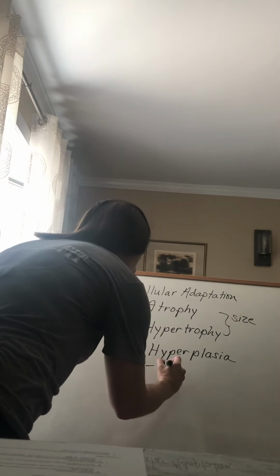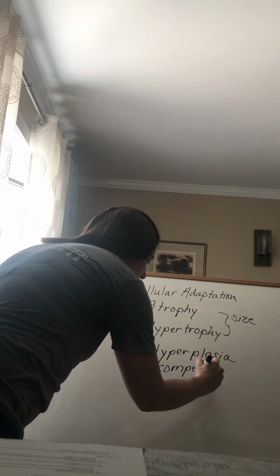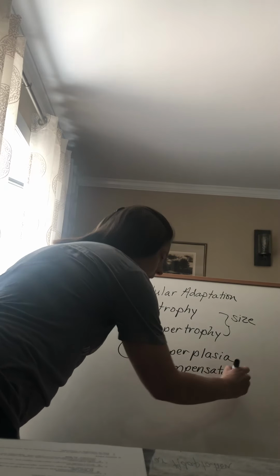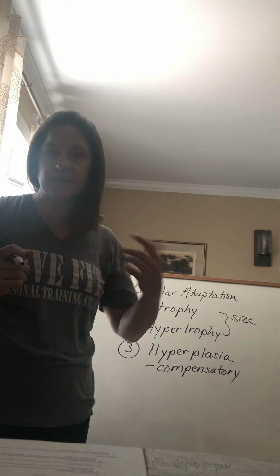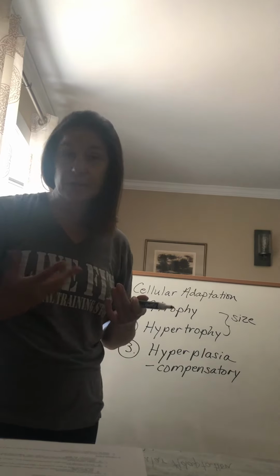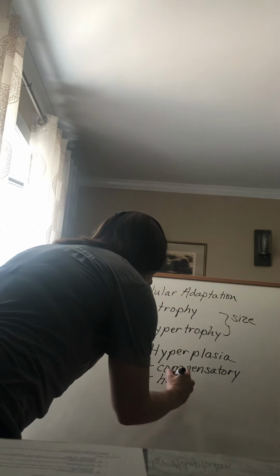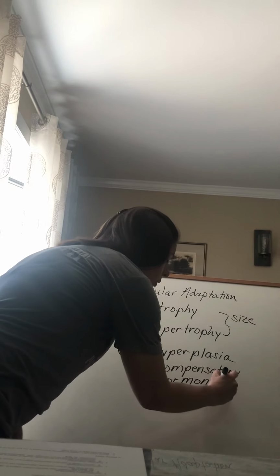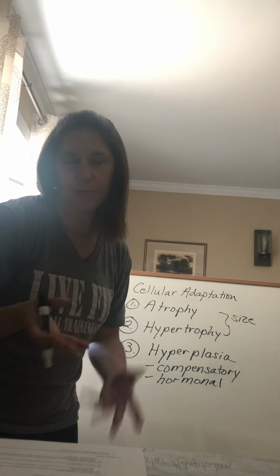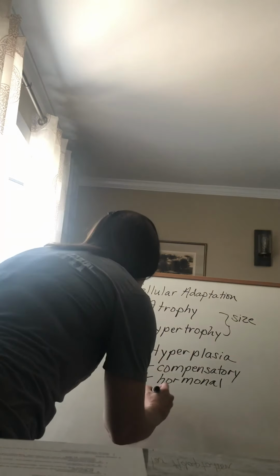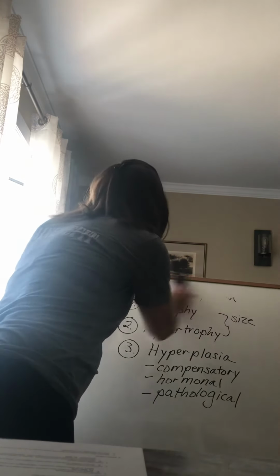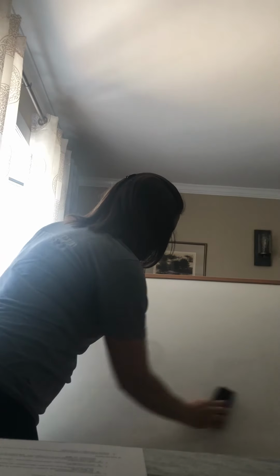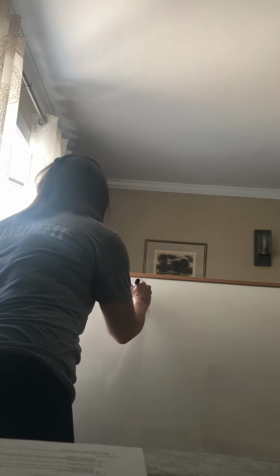Sometimes this is compensatory. Meaning cells of the liver, you can have regeneration, it's an adaptive mechanism in the liver that cells can regenerate, for example, or you can have hormonal hyperplasia. This happens sometimes in hormone-sensitive tissue like the breast, for example, and the uterus in females, or you can have it be pathological. An example of pathological hyperplasia would be something like BPH.